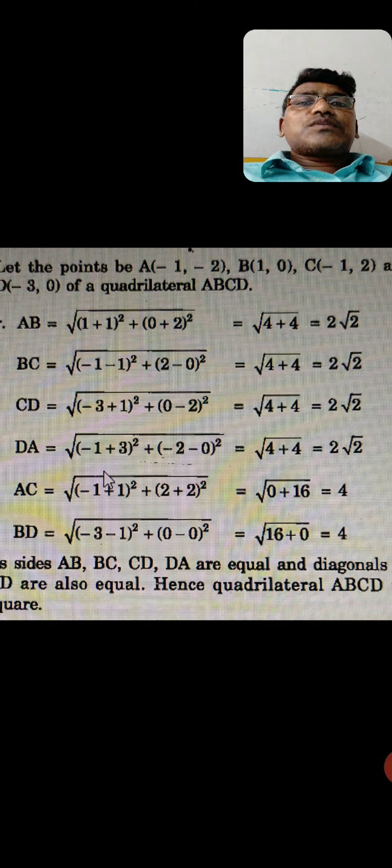I mean like the above sum, we get AB, BC, CD, AD, all the lengths equal. But we are not going to decide it is a square. If I say square, you can ask why it is not a rhombus. So to clear this, we need to find the diagonals.